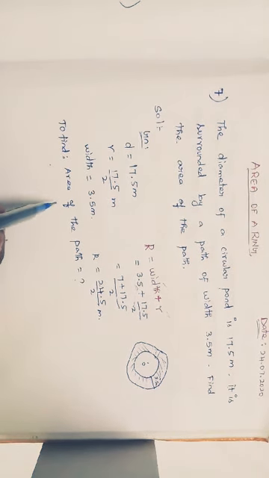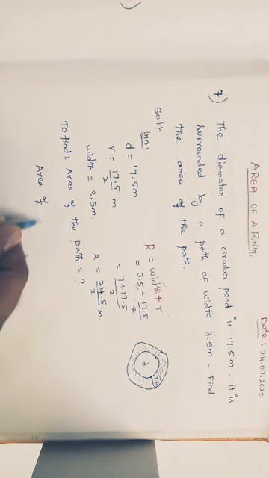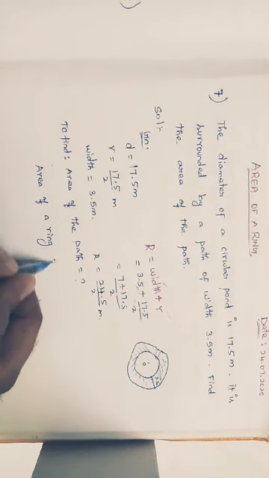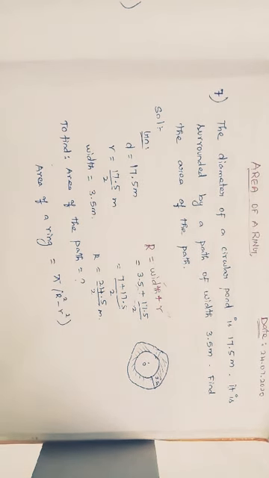Now we know the capital R and small r. Directly we can go for the formula. So what is the formula? Area of a ring is equal to pi capital R square minus pi small r square.